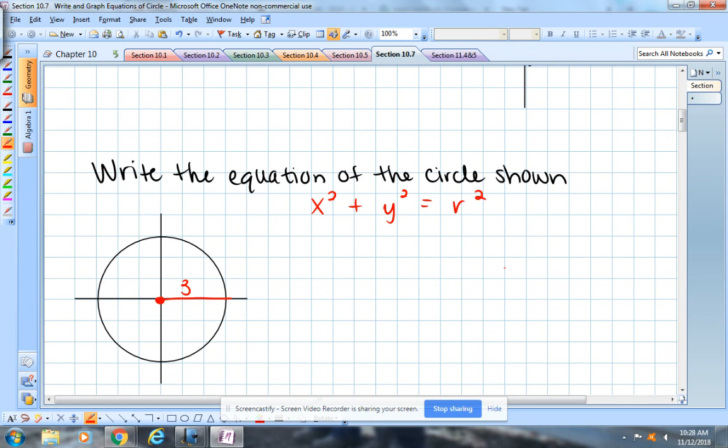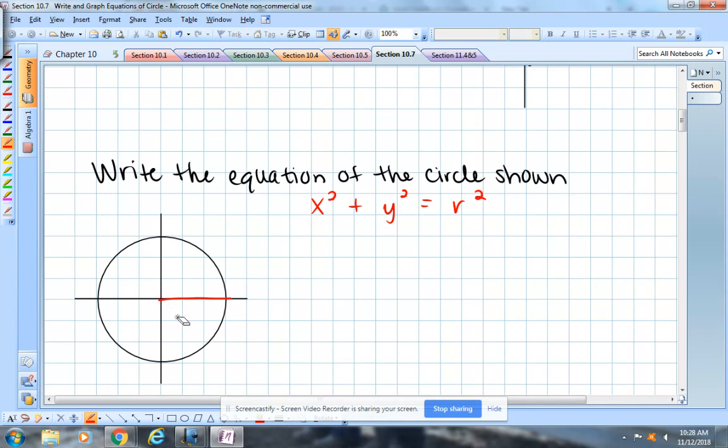Now, it's not always going to be centered at the origin. So when we get on into the lesson, we're going to have a center somewhere else, and we'll show you what to do then, okay? But if it's centered at the origin, you're going to say x squared plus y squared equals the radius squared. And since the origin is at 0, 0, and those are your x and your y coordinates for your center, all you have to do is plug in the radius. Now, what is the radius? 3.